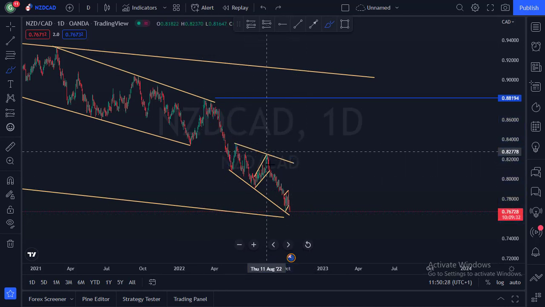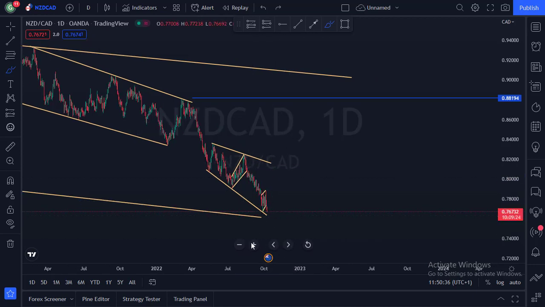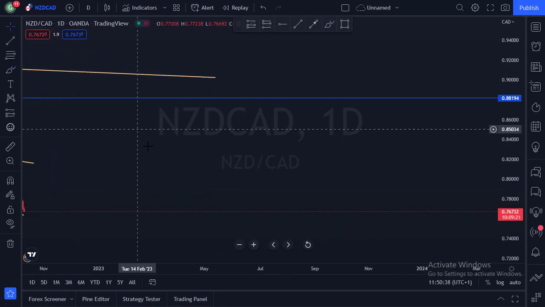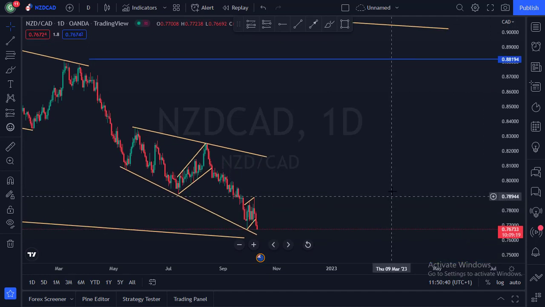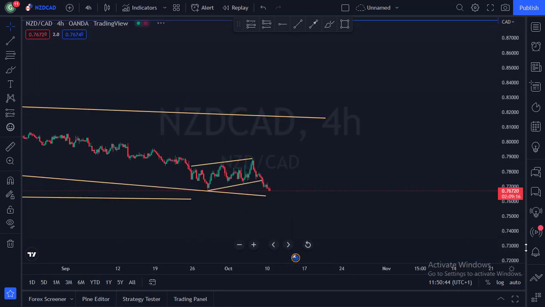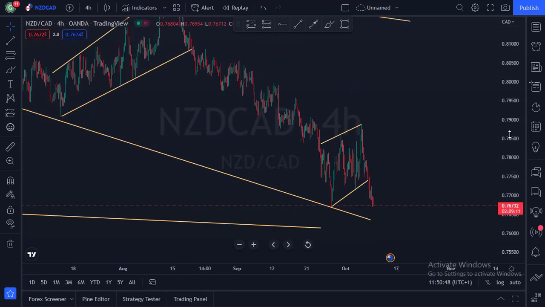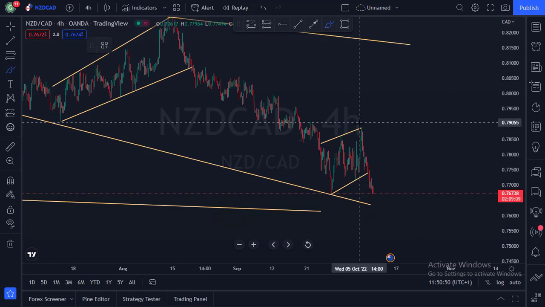Now look at the way price has been moving. It has been moving in a corrective form. For me, this movement is more corrective than impulsive. So what am I expecting price to do? I was actually expecting the price would give me, let me show you something here. See, so on the 4-hour time frame, what did I see? I saw that price formed this correction.